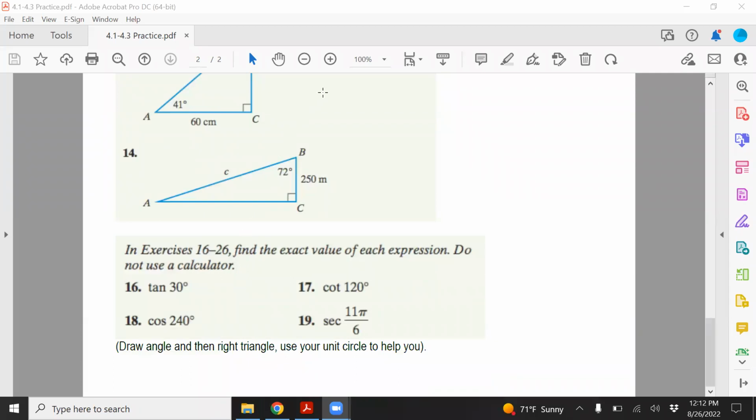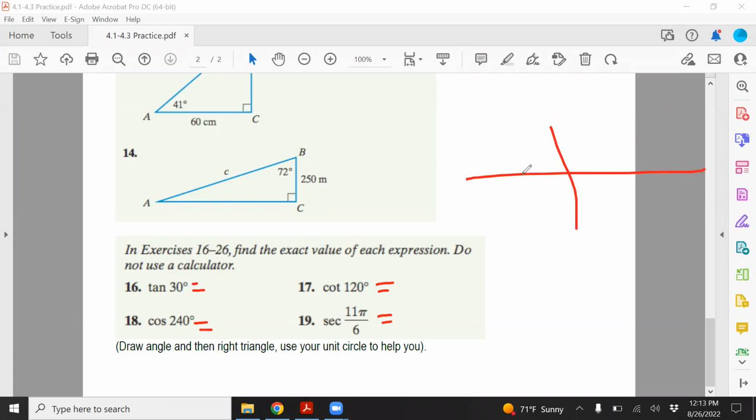Actually, no, don't use a calculator. Sorry, I lied. Don't use a calculator. It's unit circle stuff. For number 14, 809. Did you do 25 instead of 250? There we go. Okay.